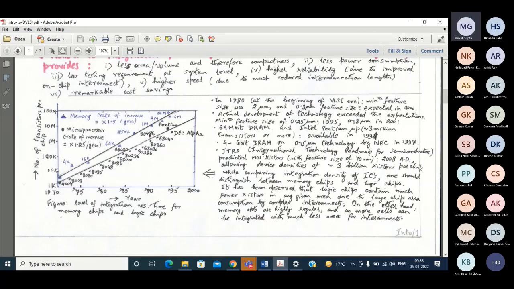Now, you see here we are showing a particular trend. What is this trend? You see two lines, but with different slope. Here on the right hand side, this has got a lower slope, say 1.25 per year. On your left, this is the trend showing how much integration could be achieved in memory devices. On your right, you see the processor.